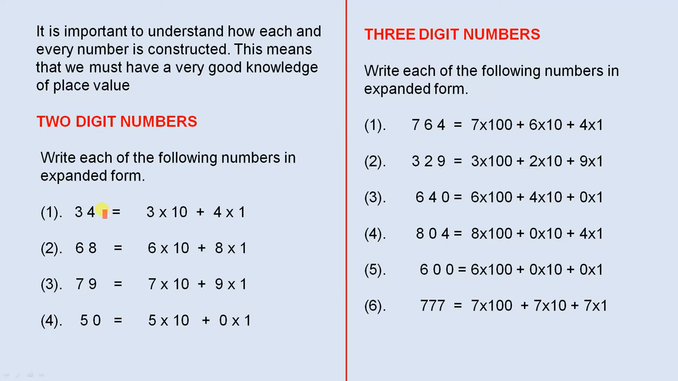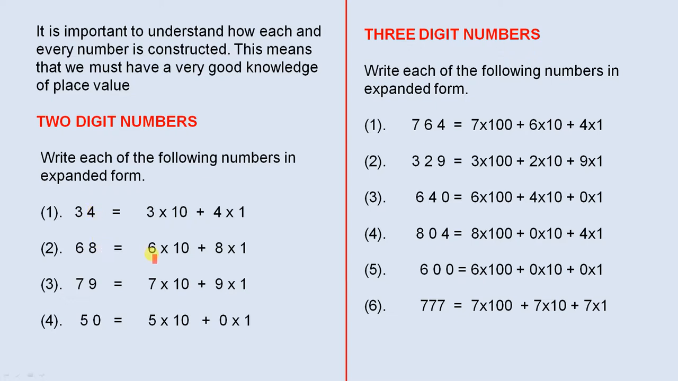Number 1, 34. If we recall previous videos, a number like 34 has two separate columns. The 4 is in the ones column and the 3 is in the tens column. And that's why when we expand 34 we get 3 times 10 plus 4 times 1. Because 3 tens are 30, so the place value of 3 is 30. 4 ones are 4, and the place value of 4 is actually 4 ones or 4 units.